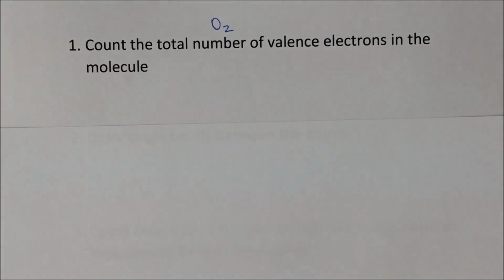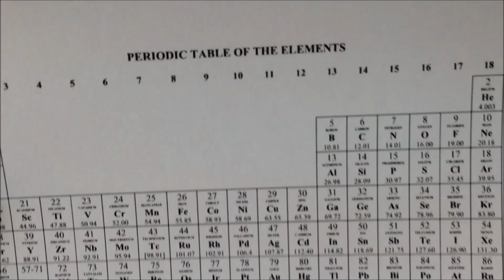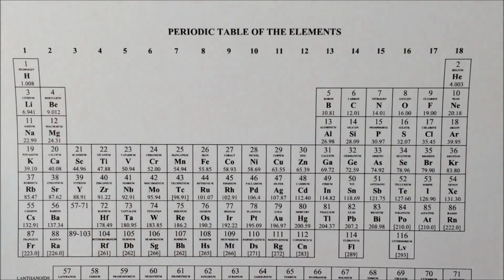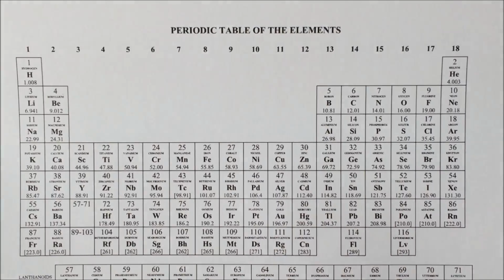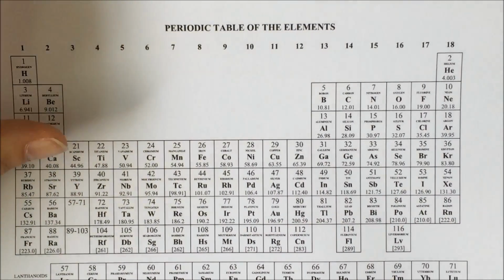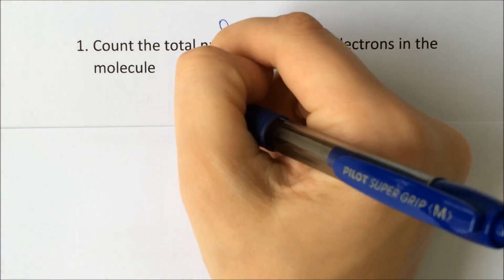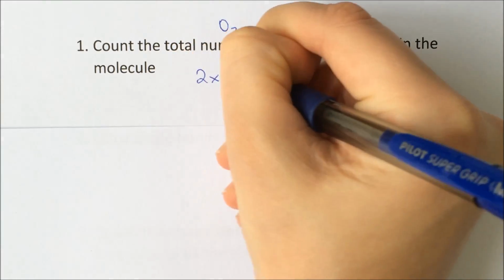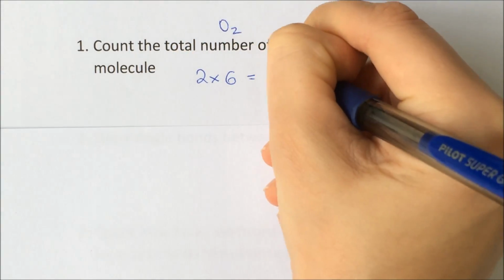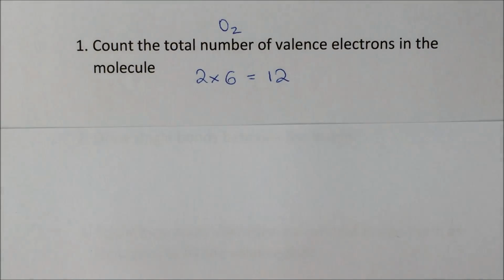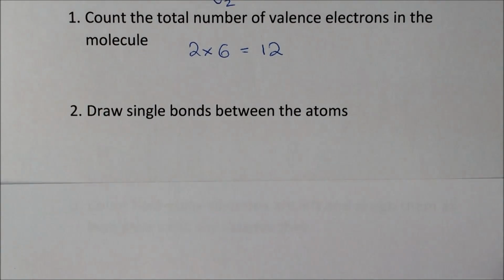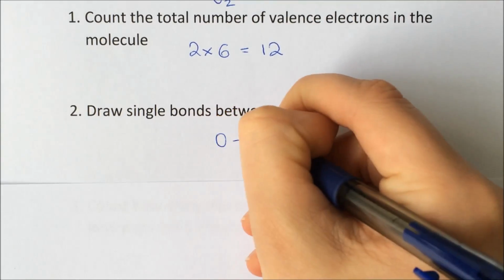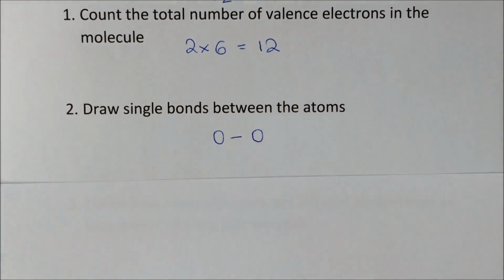The first thing we need to do is to count the number of valence electrons in the molecule. Here we can look at oxygen on the periodic table and count back 1, 2, 3, 4, 5, 6. Oxygen has 6 valence electrons. So each of the oxygens has 6 valence electrons. That gives us a total of 12 valence electrons that we need to account for. So our first step is to draw a single bond between the atoms. Here we have our single bond.